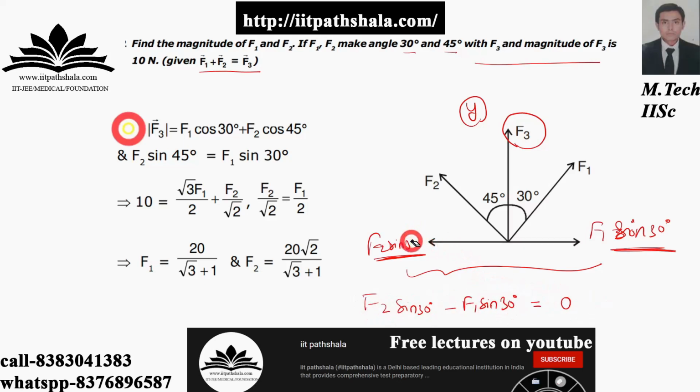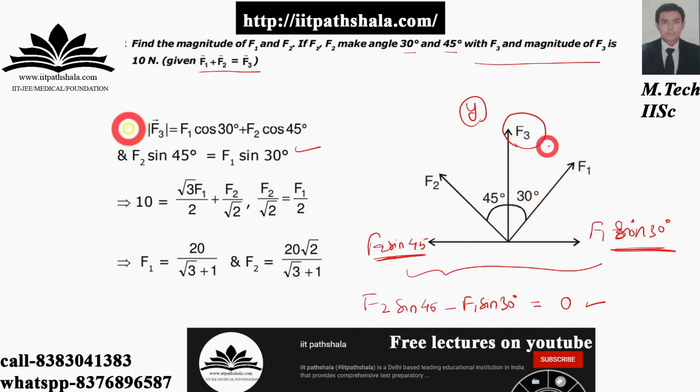Okay, so I've mistaken the angle over here, so it's an angle of 45 degree. Okay, you guys should not make silly mistakes like I'm making over here. So f2 sine 45 degree minus f1 sine 30 degree equal to 0. Here you will be getting a relation in between f1 and f2.